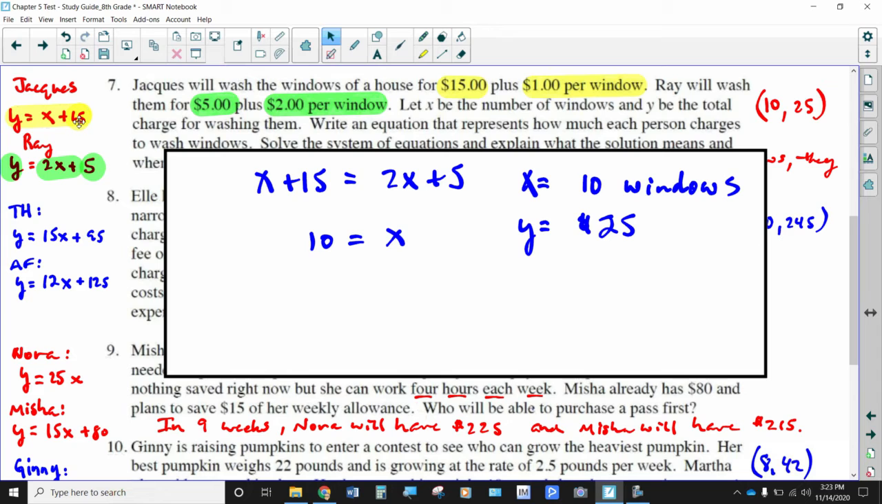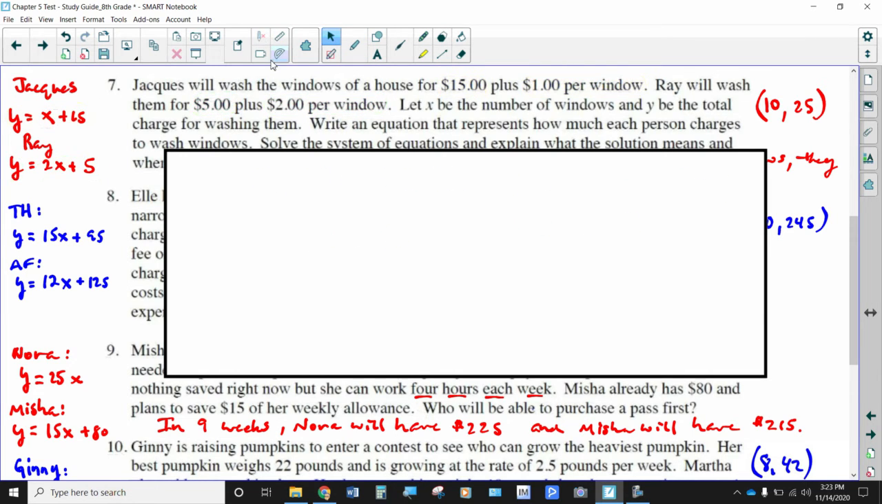So let's just test that. If, say, you got 20 windows, it's going to cost 35 here, and it's going to cost you 45 here. So the price per window from Ray punished you for having more than 10 windows, right? If you only had 3 windows, that would cost you $18, but this would only cost you $11. So Ray would be better. Anything less than 10 windows, you go with Ray. Anything more than 10 windows, you go with Jacques. Comprende? Good. Okay, let's go ahead and clear that off.